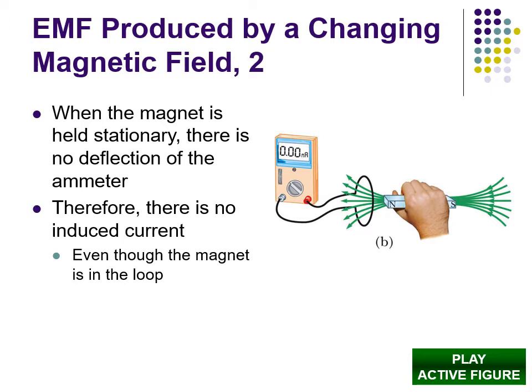Now, as I said before, it's not the amount of magnetic field going through, it's the change in the magnetic field. So here, the hand has stopped moving, and the amount of magnetic field going through the loop of wire is constant. Since the magnetic field is constant, then there is no induced current, there's no induced EMF because it's staying the same.